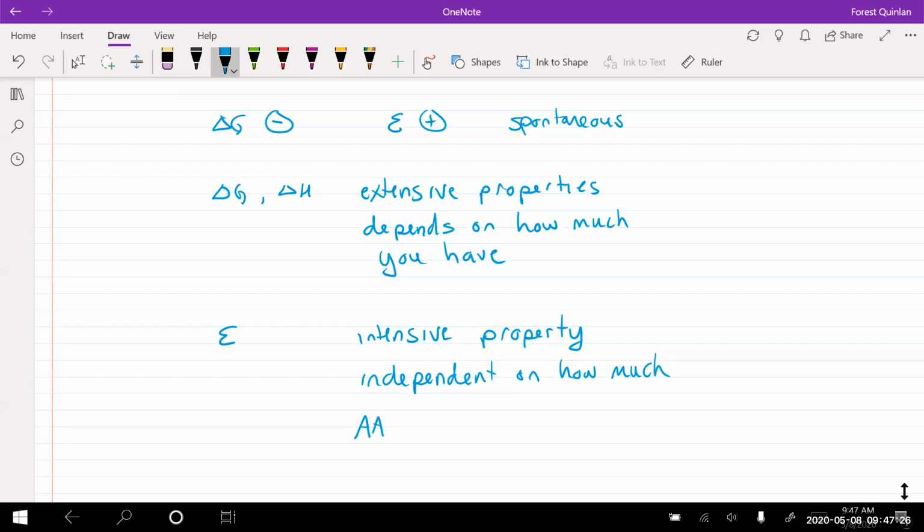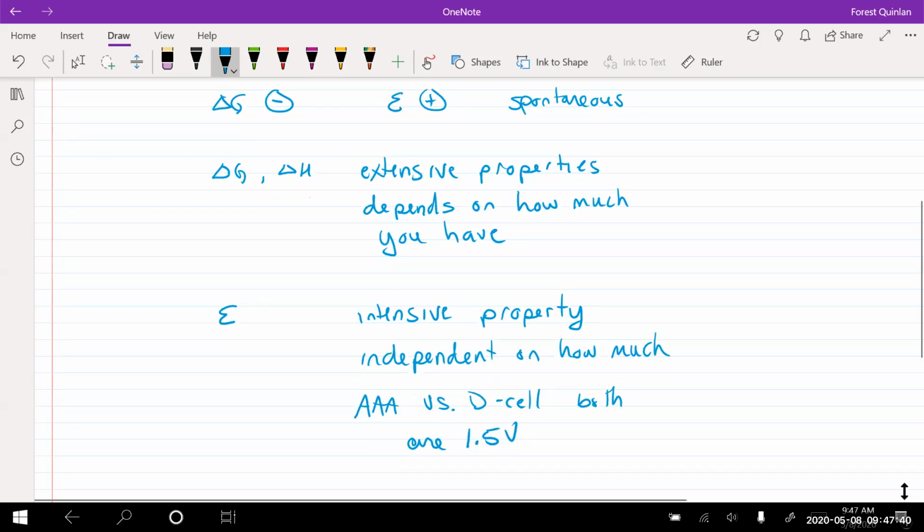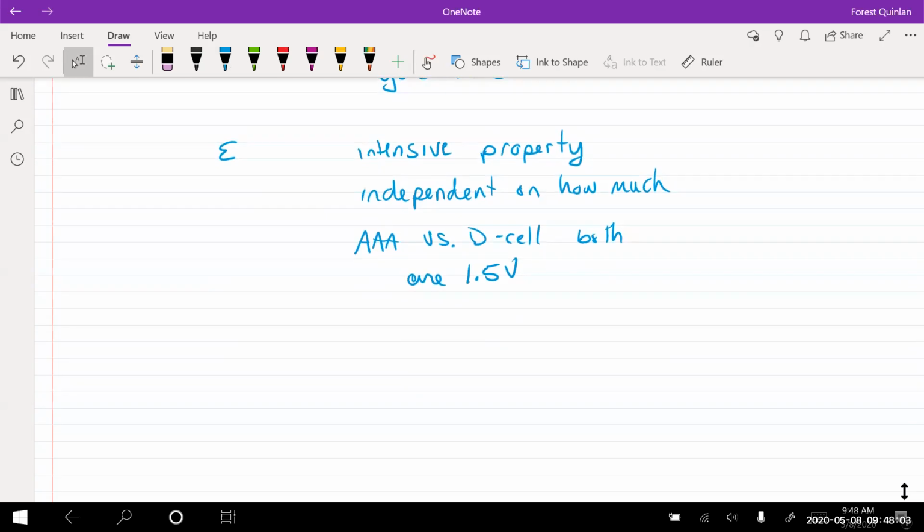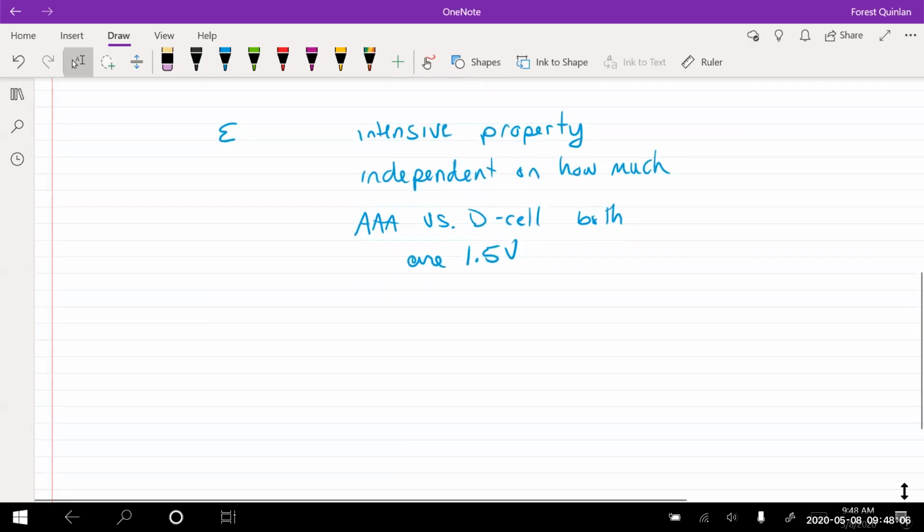And our example of that was AAA versus the D cell. Both are 1.5 volts. It just means the D cell is going to last longer because you have more material, but both of them give you the same voltage because they both have the same materials in them, and it's all about the materials, not how much. That nF factor is what converts delta G to E, and it's just basically a scaling factor.